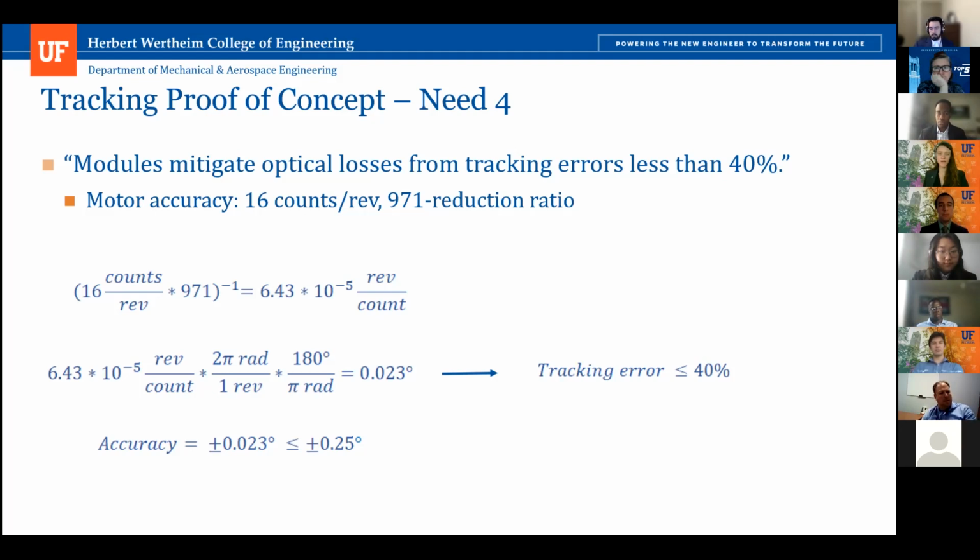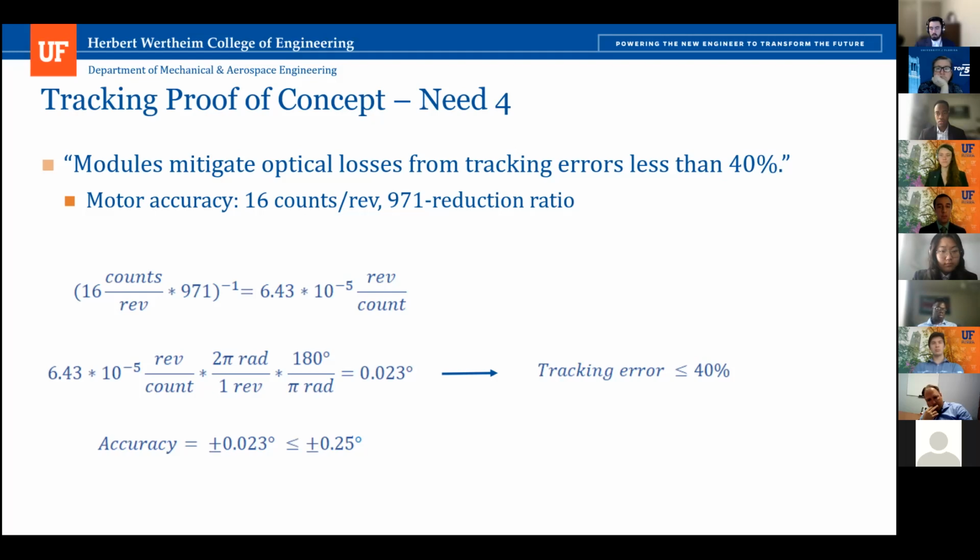Okay. So I think something worth adding is the plus or minus 0.25%. That is from the customer. That was something we did not put in the quote, but in the customer need, the verbatim text that they have is each module must mitigate optical losses, like we stated, and then below that it says tracking errors of theta plus or minus 0.25 degrees is a reasonable assumption. Yeah, that was another one that I don't know.